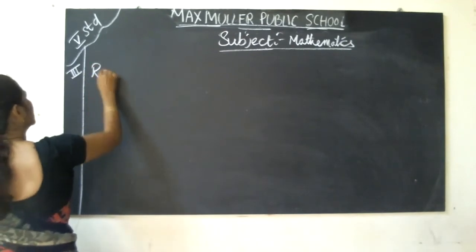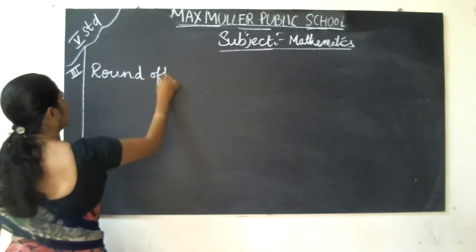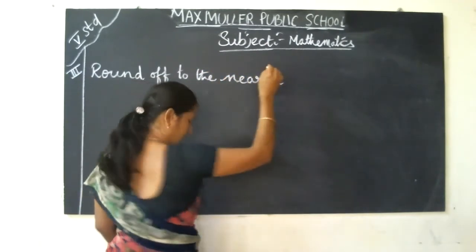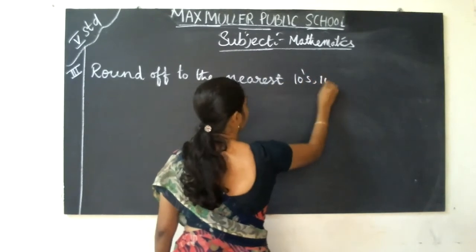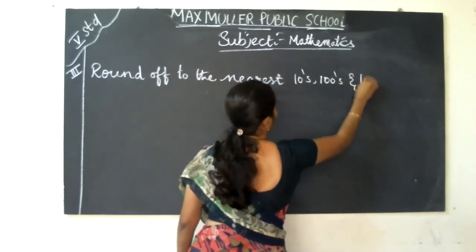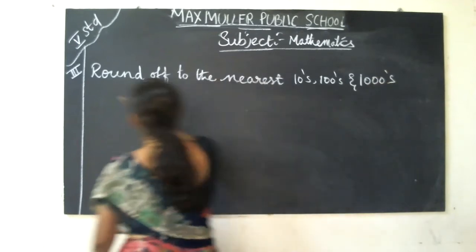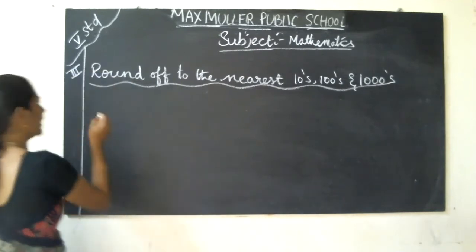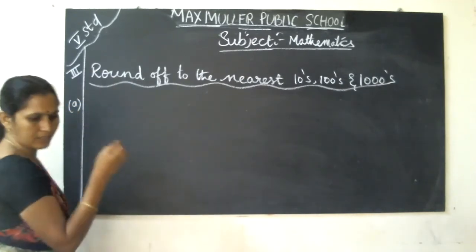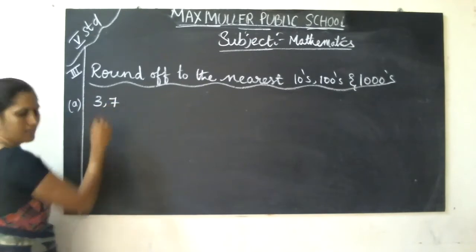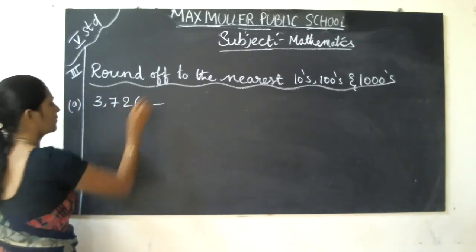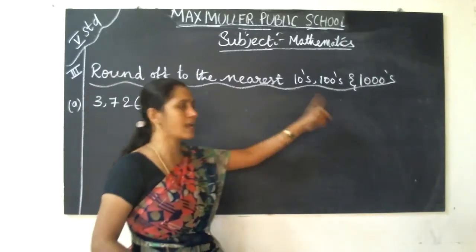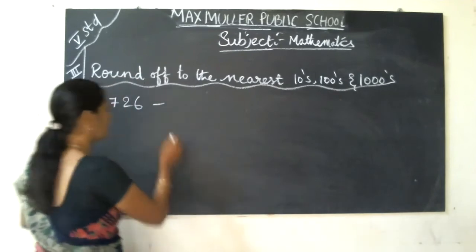Round off to the nearest tens, hundreds, and thousands. Round off to the nearest tens, hundreds, and thousand. Okay, 3,726 they have given. So for this number you have to round to the nearest tens, hundreds, and thousand. For one number only you have to write all three.